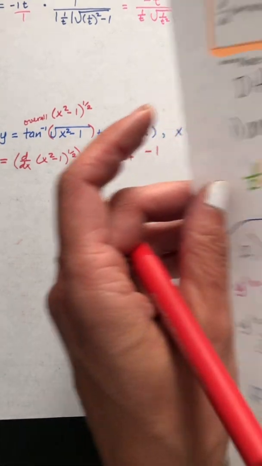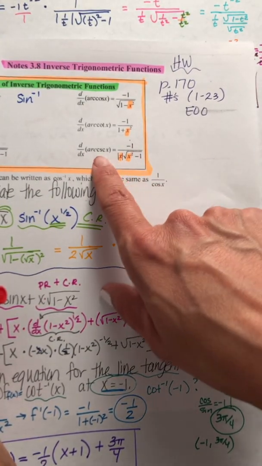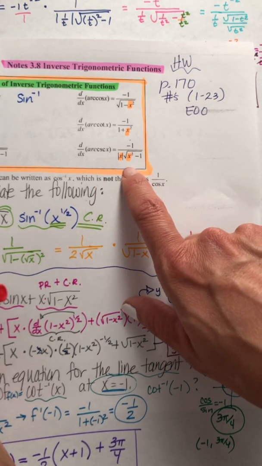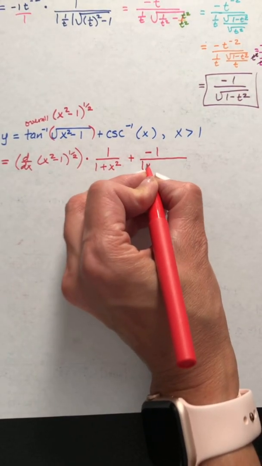Wait, I gotta look for cosecant. I looked at the wrong one. I was like, wait a minute, that's not what I have on my paper. Here it is. Cosecant: negative 1 over the absolute value of x times the square root of x squared minus 1. That almost became a mistake.